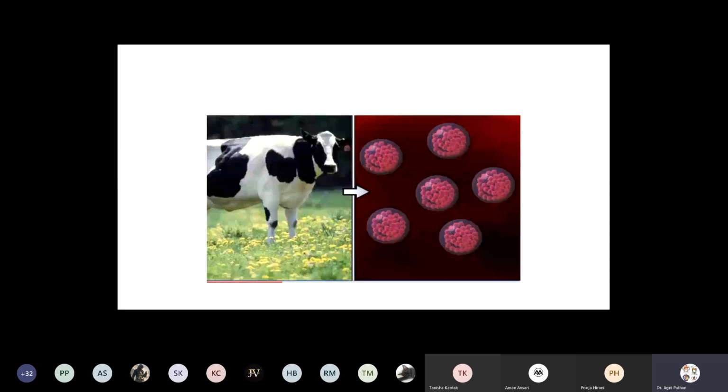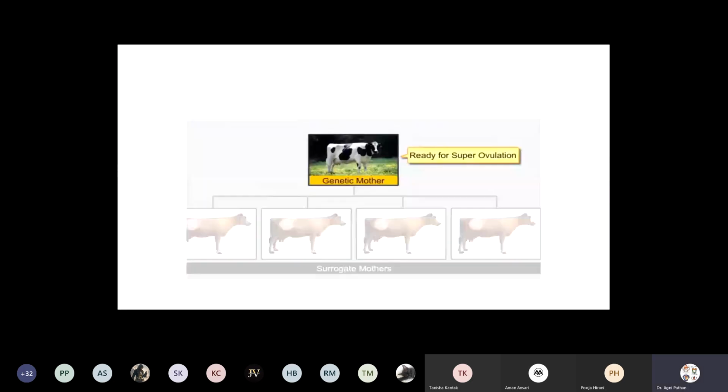Can you see this? Can you see the surrogate mother slide? No, ma'am. No? Now you can see. Can see?